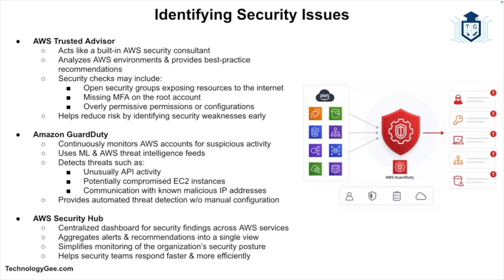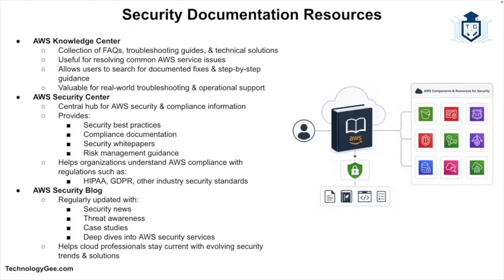Another key service is Amazon GuardDuty. GuardDuty continuously monitors your environment for suspicious activity using machine learning and threat intelligence. And it can detect things like unusual API calls, compromised instances, or communication with known malicious IP addresses. Then there's also AWS Security Hub, which aggregates security findings from multiple services into a single dashboard. And this makes it easier to see the overall security posture of your environment without jumping between different tools. These services are essential for maintaining visibility and ensuring that your environment remains secure over time, not just at deployment.